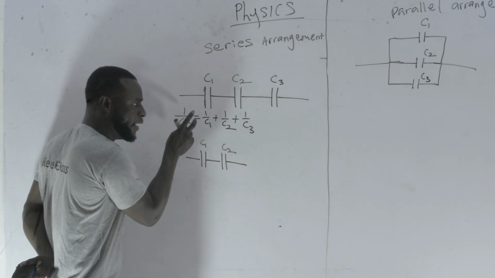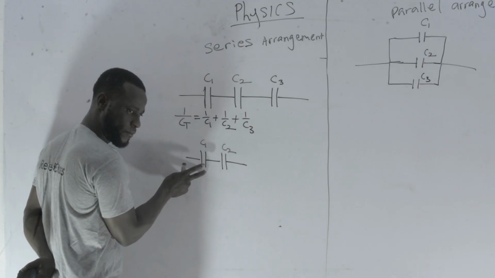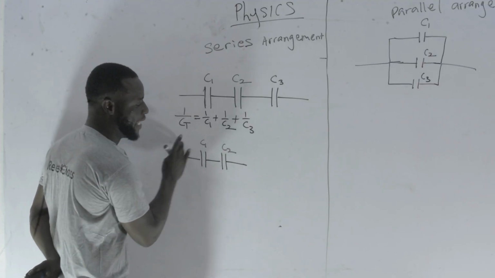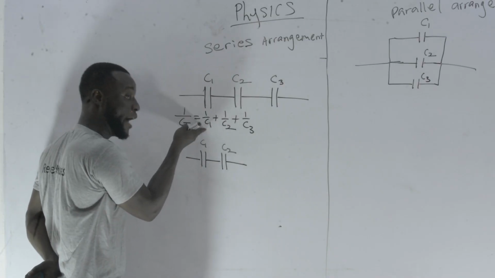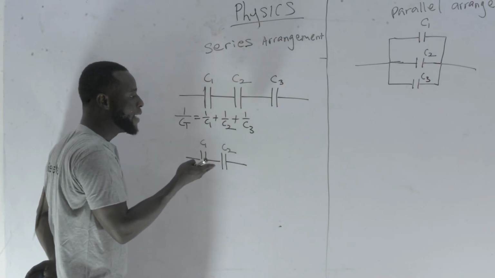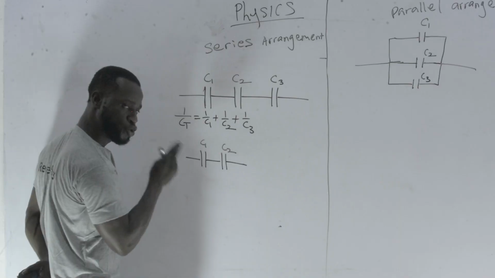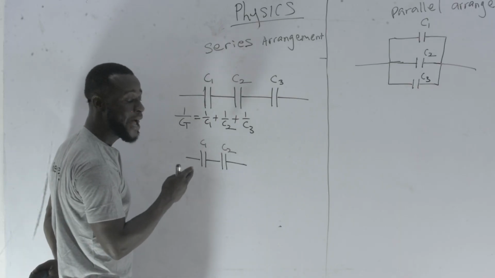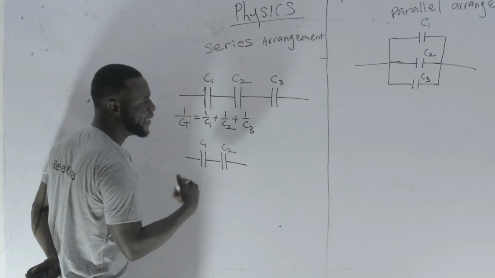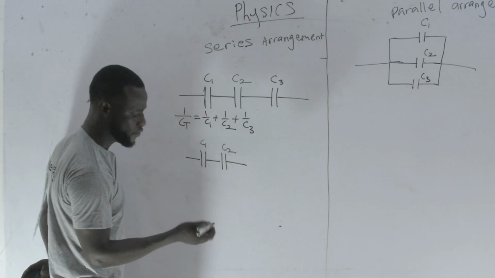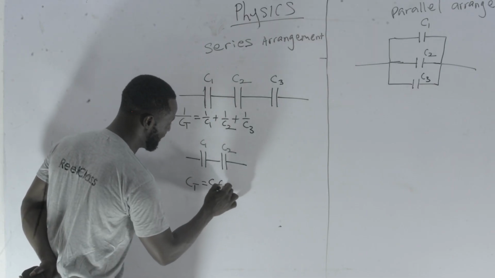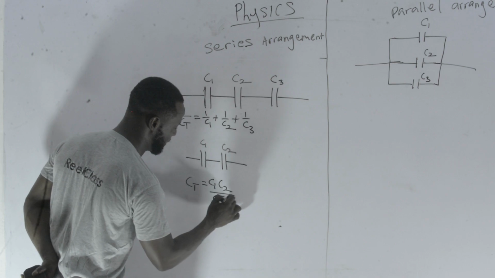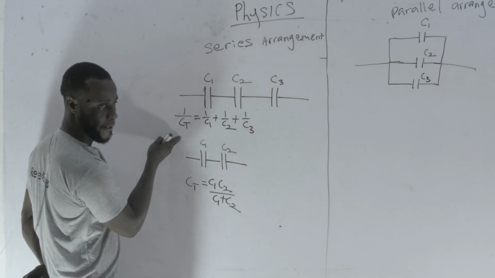I can do the same for this one, but once they are two, there's no need of doing it like this. If I do it like this, I'll still get answers. But to be faster, once there are two capacitors connected in series, then I'll just easily use product over sum. And I'll just say C total is equal to C1 C2 over C1 plus C2. I don't need to do the reciprocal again.